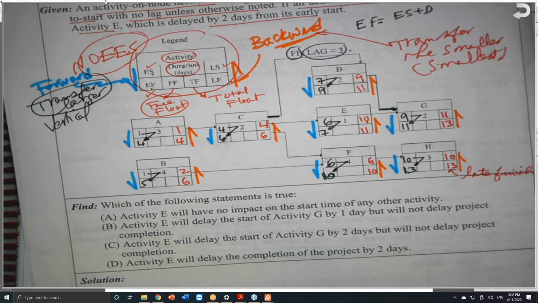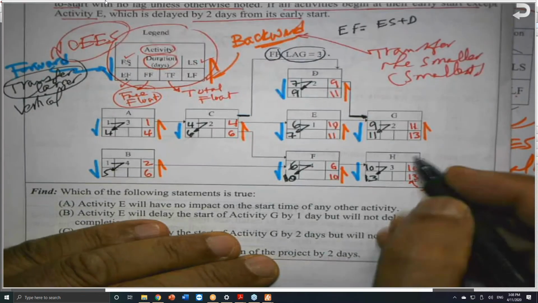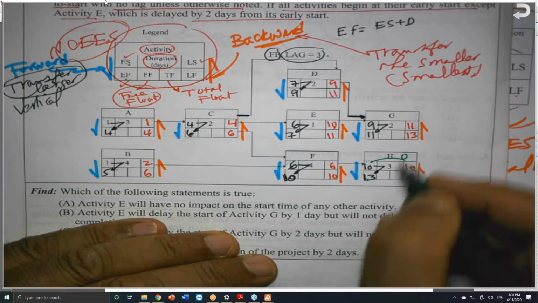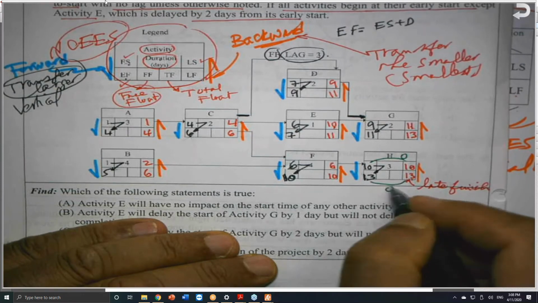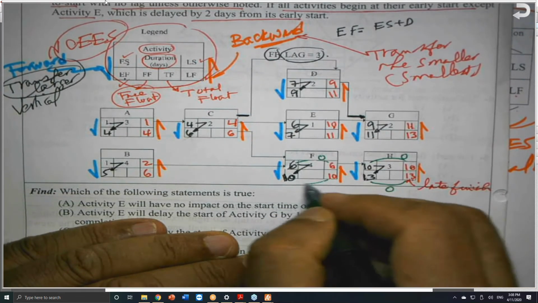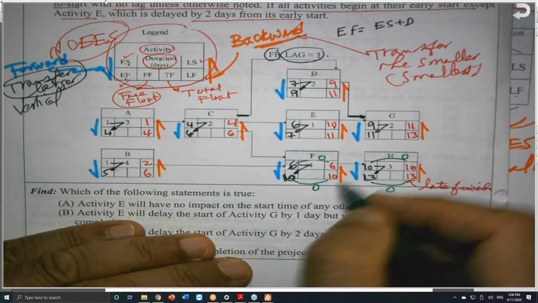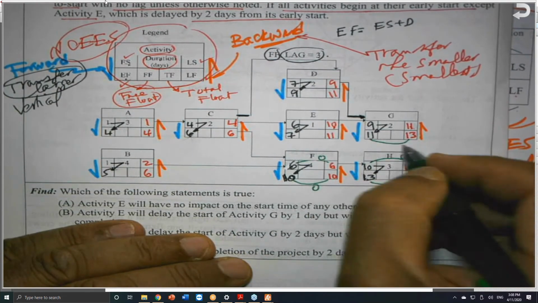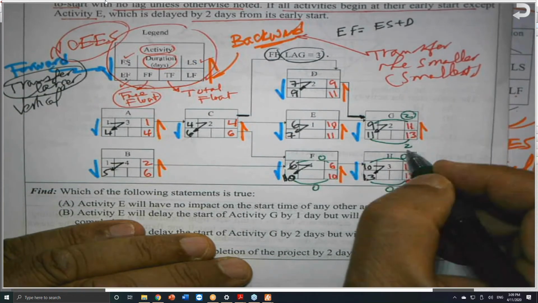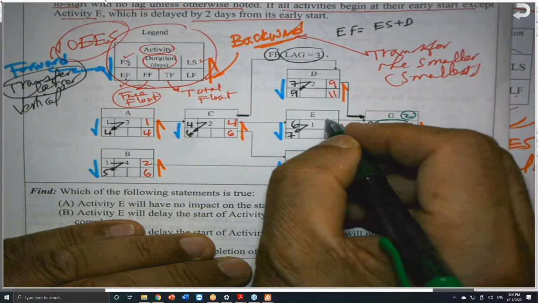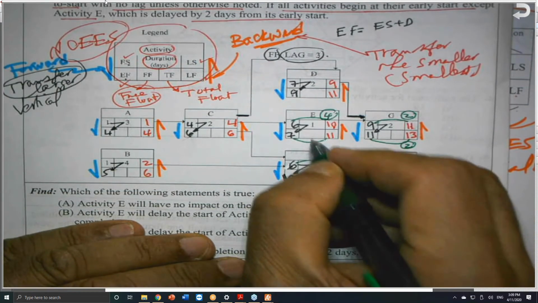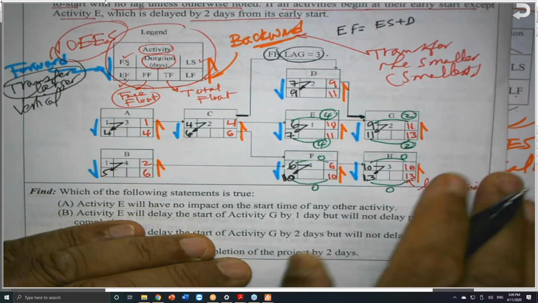Here we go. So if you take this minus this, 10 minus 10 will give you 0. 13 minus 13 will give you 0. 6 minus 6 will be 0. 10 minus 10 will give you 0. 13 minus 11 will give you 2. 11 minus 10 will give you 2. These are the total float. And 10 minus 6 will give you 4. 11 minus 7 will give you 4. You should get the same answer, by the way.